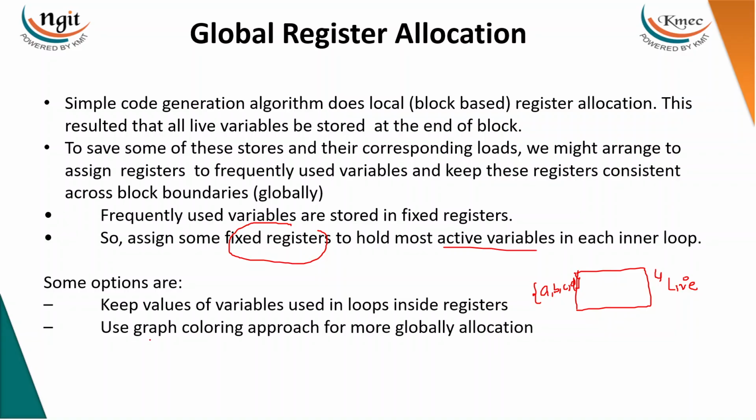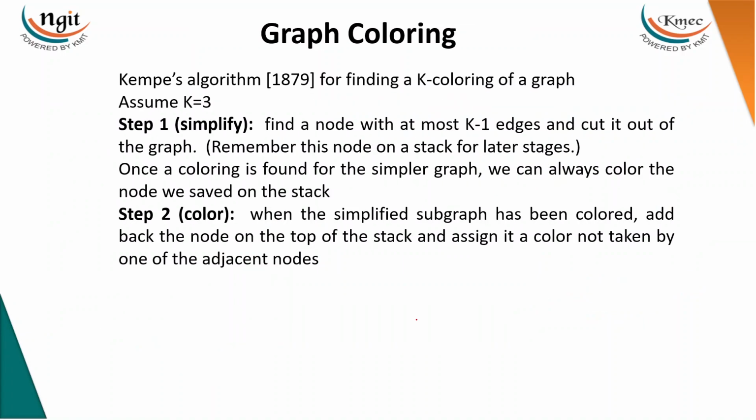Sometimes we can use the graph coloring approach for more global allocation. So what does it mean by graph coloring? That we'll discuss. This graph coloring algorithm was developed by Kempe in 1879 for finding the K coloring of a graph. Assume that K equals 3.